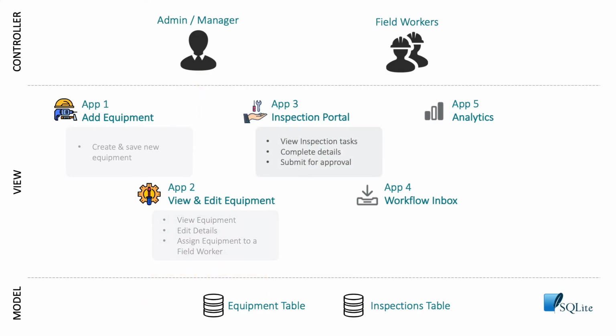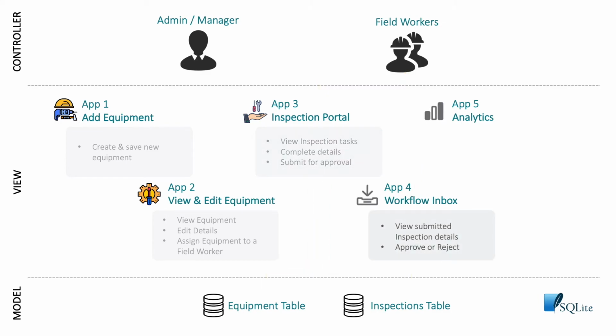App 3 is the inspection portal, which is designed to be used by the field workers. Here, they can view any inspections assigned to them. They can complete the details of the inspection by inputting comments, scanning a barcode, uploading a picture, and signing off on the inspection before submitting it for approval. The submission triggers a workflow process, which generates a workflow item that is visible within the workflow inbox.